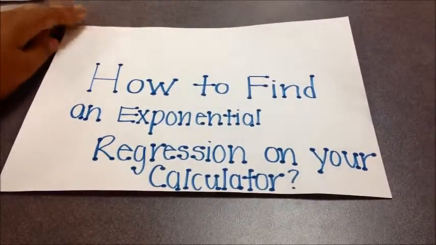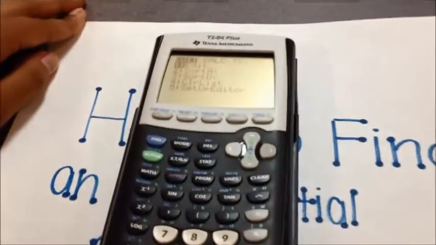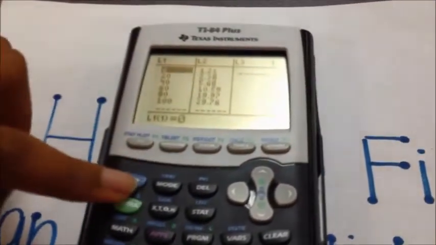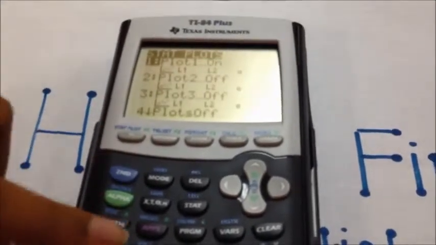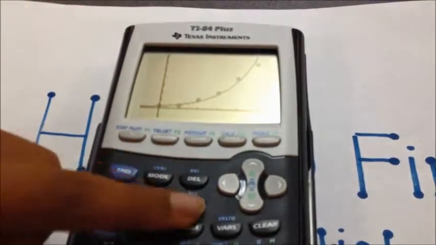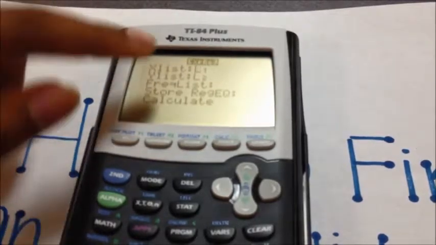How to find exponential regression on your calculator. First, you go to Stat, Edit, and you add your x values and y values. Then you go to Second, Stat Plot 1, and Enter. And then you graph and you see your scatter plot. Then you go to Stat, Calc 0, which is exponential regression.